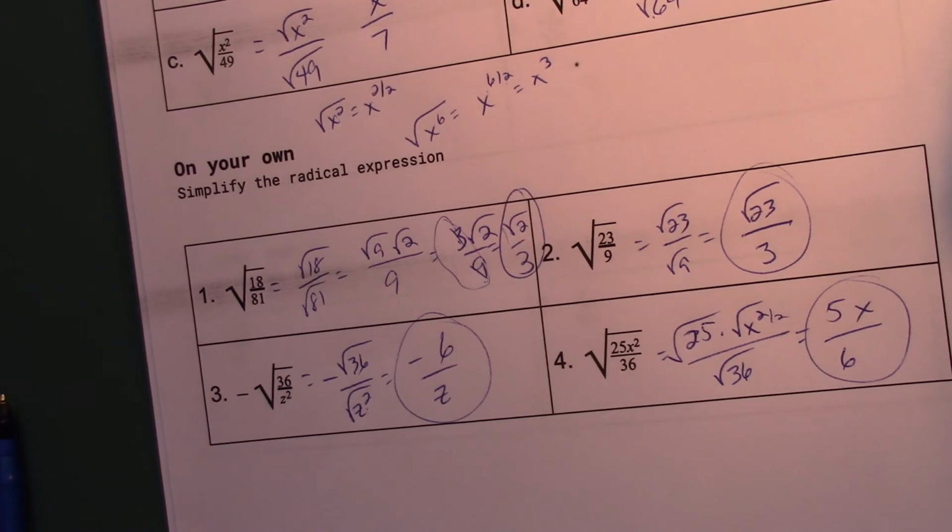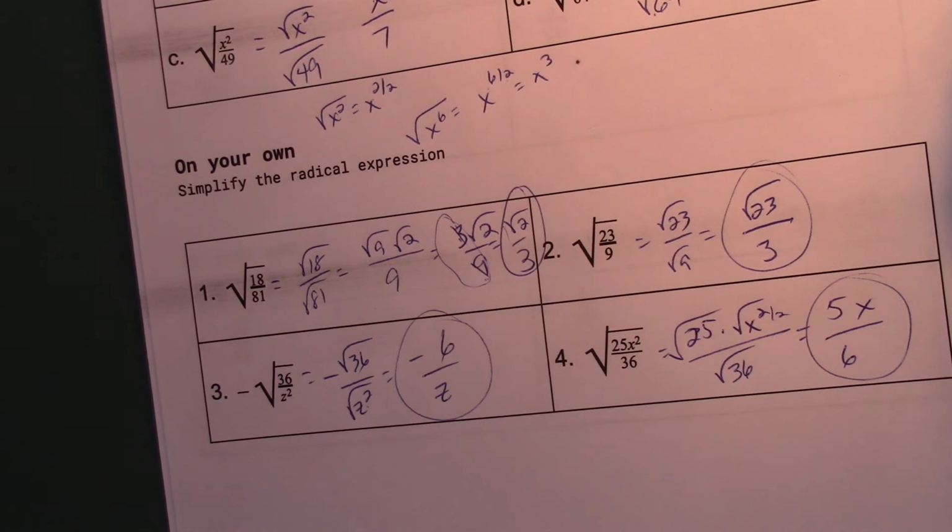Quotient property of square roots. Just square root everything. Again, you can't have a square root on the bottom. We'll talk about that in another video. But that's it for quotients.